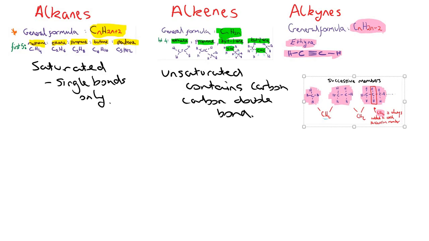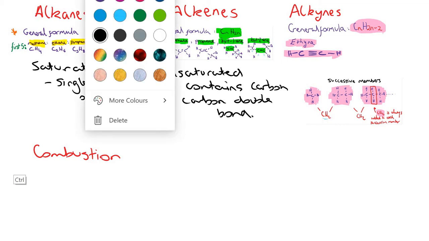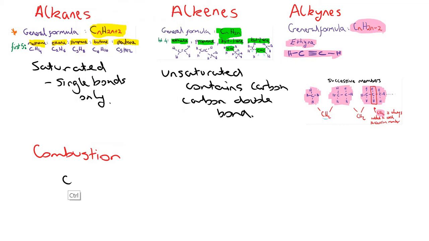Okay, so let's start with the chemical properties. They all can react in different ways, but one thing in which they react similarly is combustion. Combustion is the burning of a substance in oxygen with the release of energy. So if I take an alkane, CH4, and react it with oxygen, I make carbon dioxide plus water.